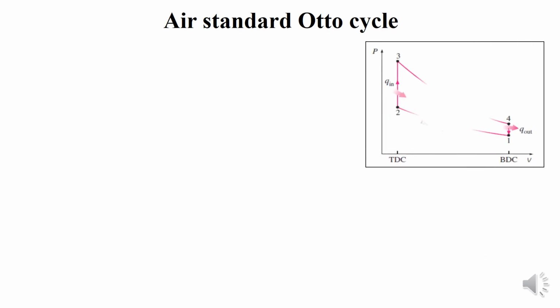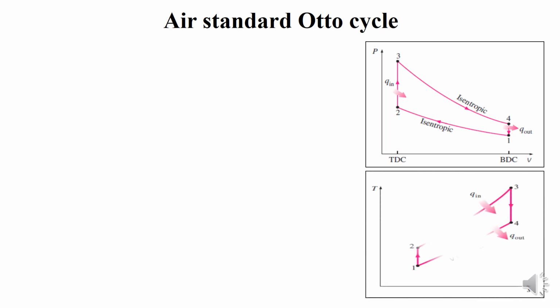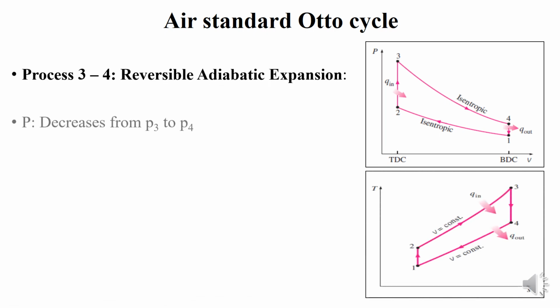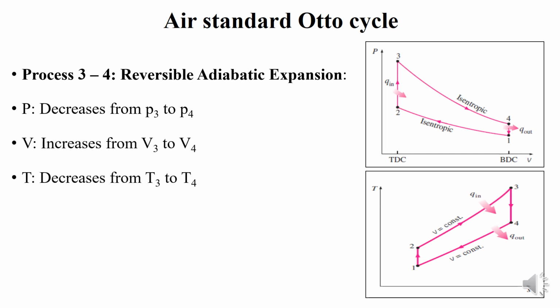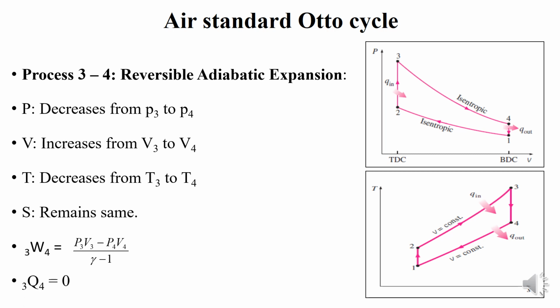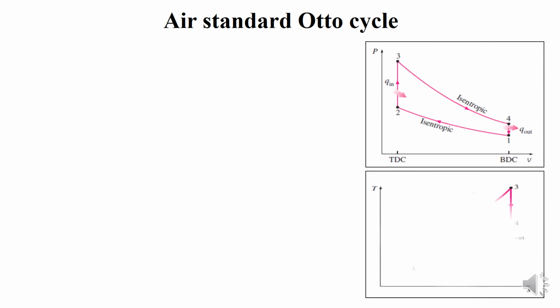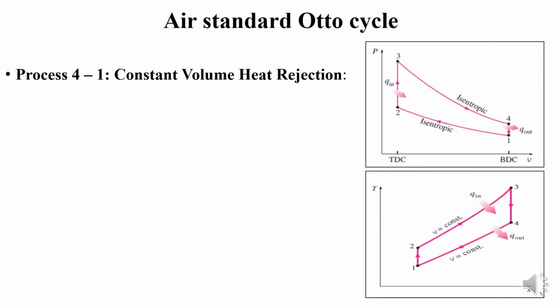Understood? Next is 3 to 4, that is reversible adiabatic expansion process. So pressure decreases, volume increases, temperature decreases, entropy will remain constant. So Q value will become 0, whereas work done is given by like this. 4 to 1, constant volume heat rejection process.